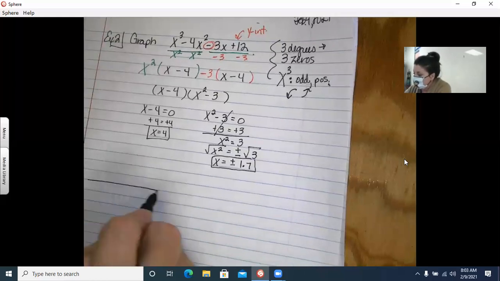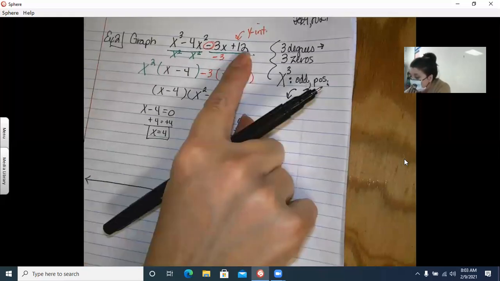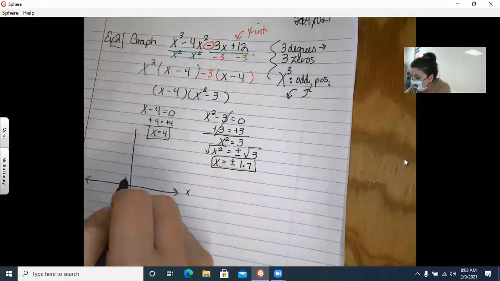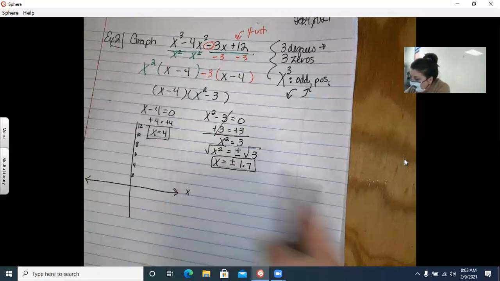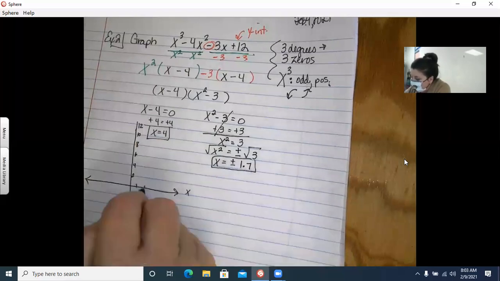for our x-axis. And remember, our y-axis, the y-intercept is 12. So on the y-axis, I'm going to go by 2s. That's okay. And on the x-axis, I need to go at least a positive 4 and at least a negative 1.7.